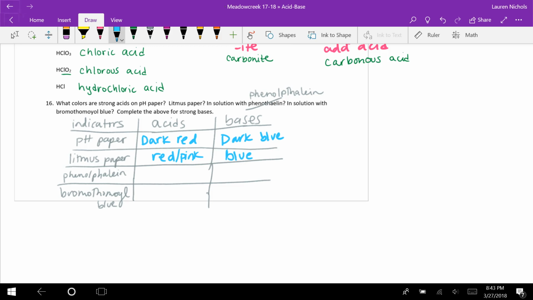And for phenolphthalein, we talked about this earlier, it's clear when it's with an acid, and it is pink, sometimes purple, depending on who made your phenolphthalein solution, if it's a base. And for bromothymol blue, you guessed it, blue is for bases, and the other color is actually yellow.